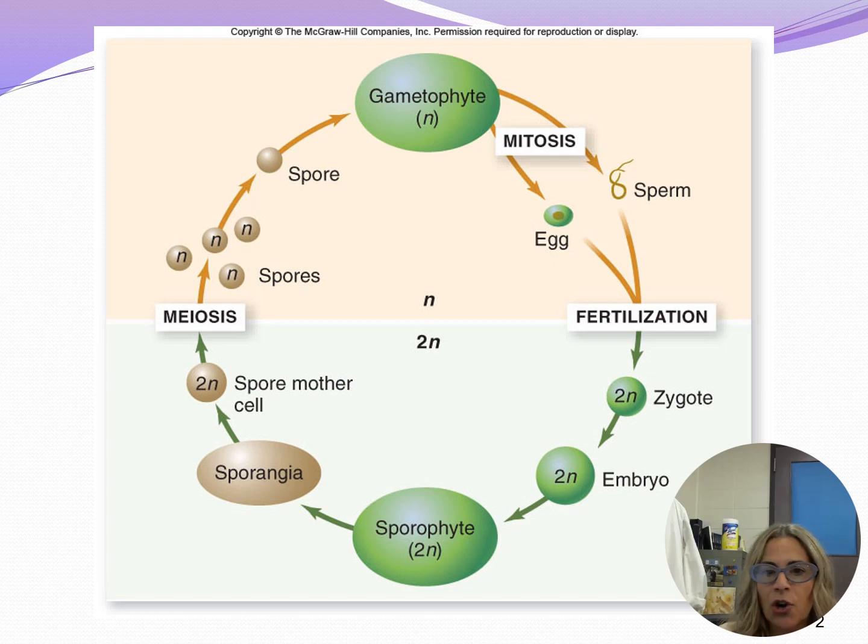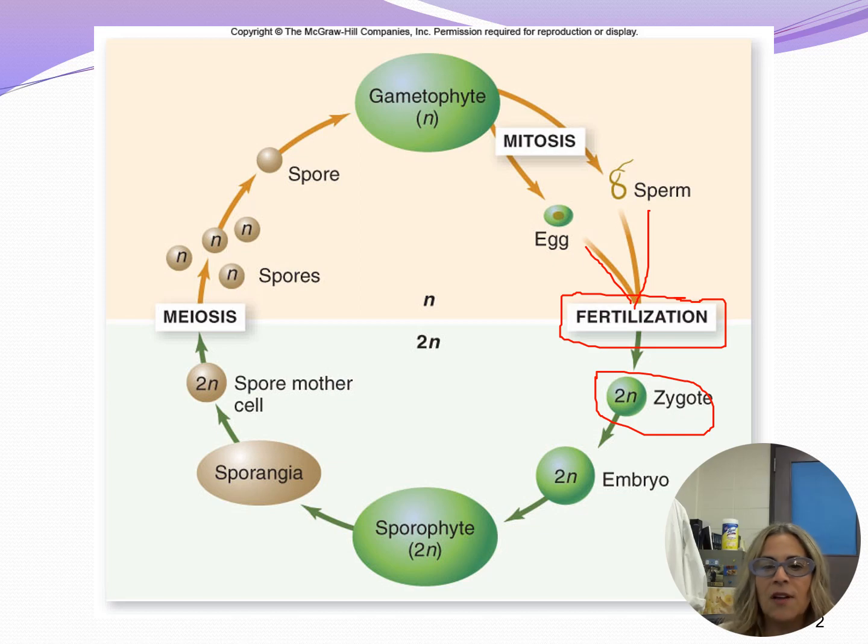So we can start at any point in time here. Maybe a good place to start is with fertilization, because most of us are comfortable with what that means at this stage of the game. So remember that fertilization involves the union of the egg and the sperm, and as a result, we end up with a zygote, which is diploid, right? Because both the egg and sperm are haploid, and so we end up with a diploid zygote.